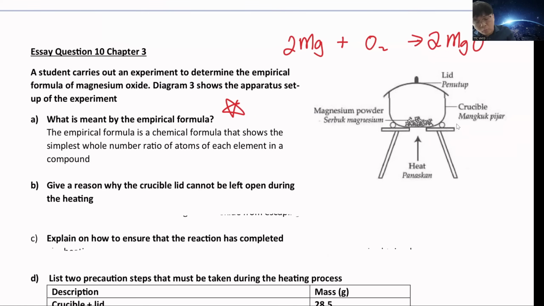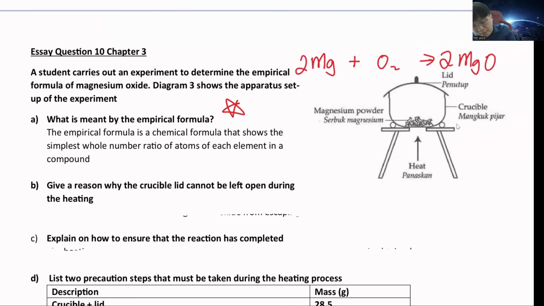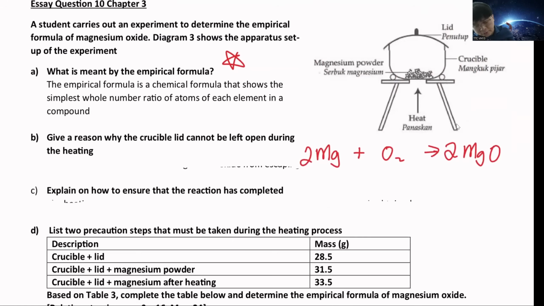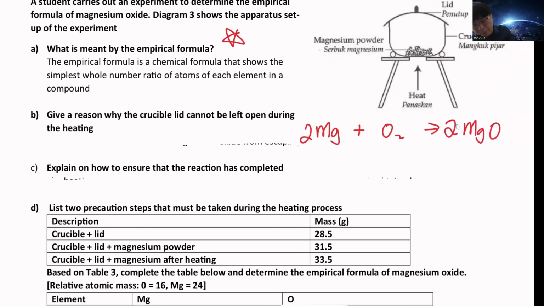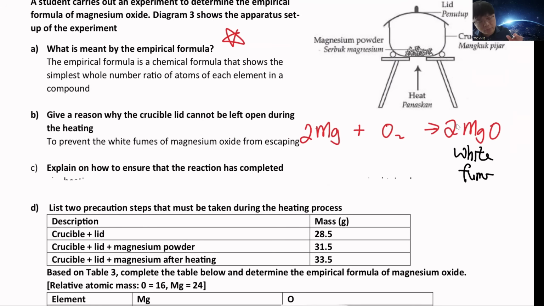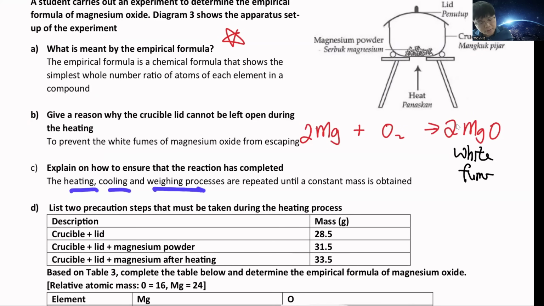When you form magnesium oxide, this magnesium oxide might fly out because it's in powder form. It will fly out as a white powder, white fumes. So you need to cover it so that it won't escape. If it escapes, it will affect the mass. Then how do you make sure the reaction is complete? Remember this answer: the heat, cool, weighing process is repeated until a constant mass is obtained.